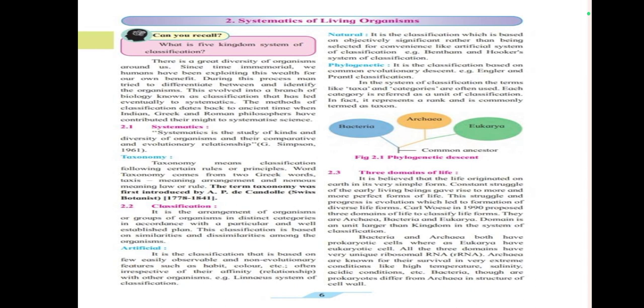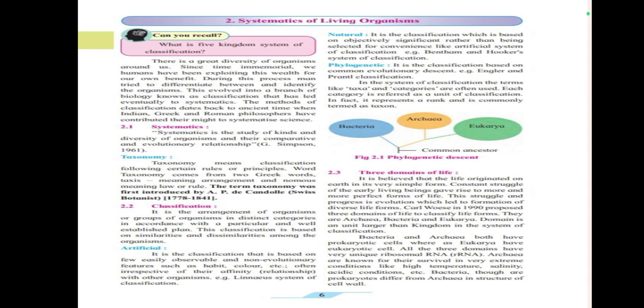Phylogenetic: it is the classification based on common evolutionary descent. Example, Engler and Prantl's classification. In the system of classification, terms like taxa and categories are often used. Each category is referred to as a unit of classification. In fact, it represents the rank and is commonly termed as taxon. Bacteria, archaea, eukarya, common ancestor. Phylogenetic descent. Three domains of life.